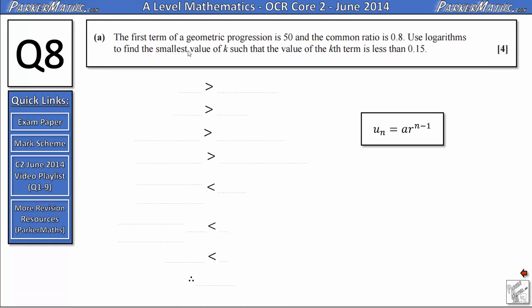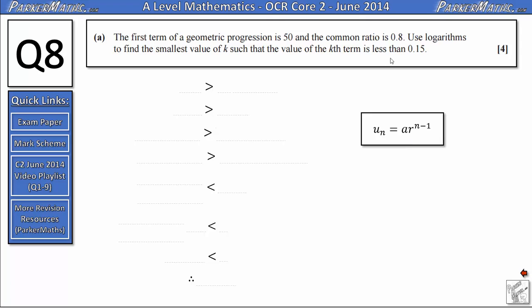Hi, I'm Mr. Parker and this is question 8 on the OCR Core 2 paper from June 2014. In part A, we're told the first term of a geometric progression is 50 and the common ratio is 0.8. Use logarithms to find the smallest value of k such that the value of the kth term is less than 0.15. Over here we've got the formula for the nth term of a geometric progression.